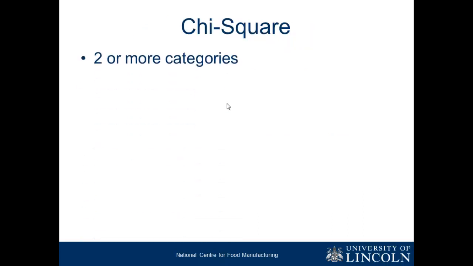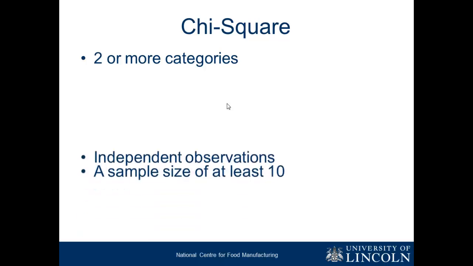Now you need to know it can be 2 or more. It can be 3 categories. It can be 4 categories. You can be looking at what 2 categories of people are saying, or what 3 categories of people are saying. It can't just be one. It has to be 2. I will explain what this means with an example.